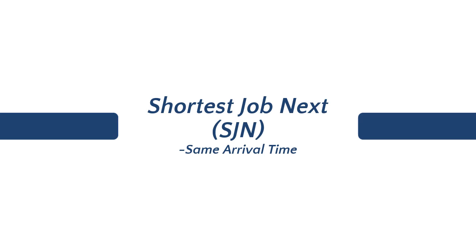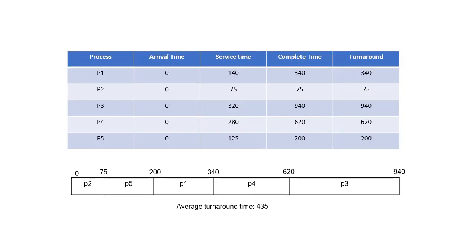Shortest job next, same arrival time. All of the 5 jobs, P1, P2, P3, P4, and P5, arrive at the same time. The operating system will compare them to find the shortest service time to execute. Therefore, job P2 will execute first, then job P5, next job P1, and later followed by job P4 and P3.